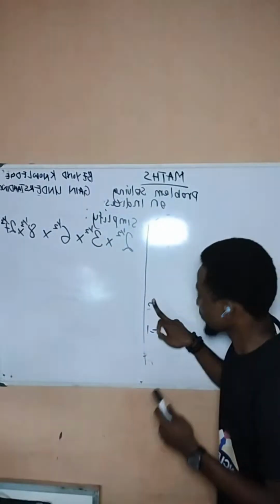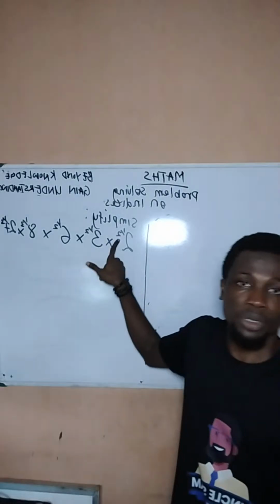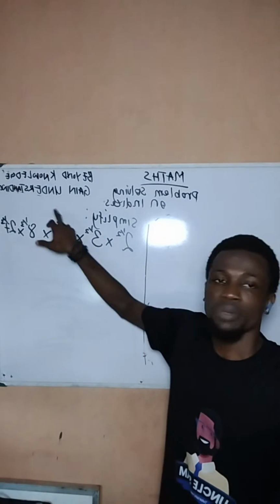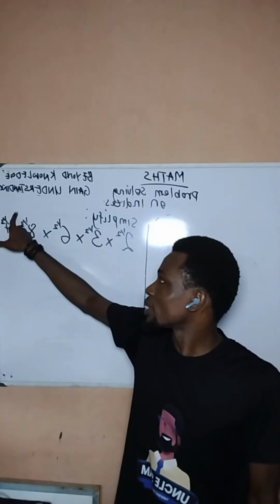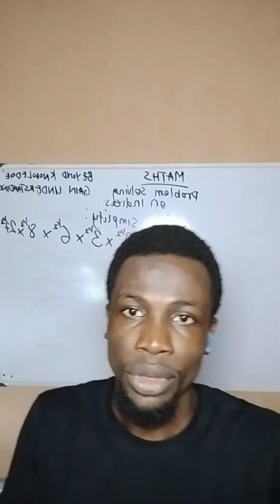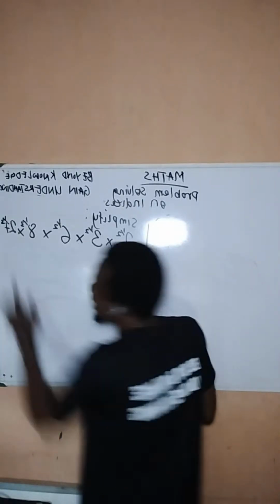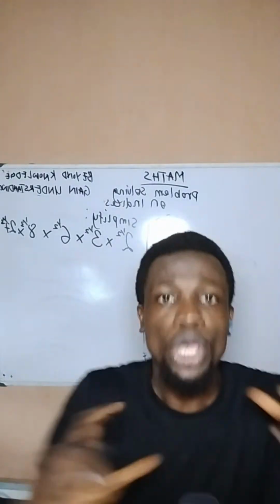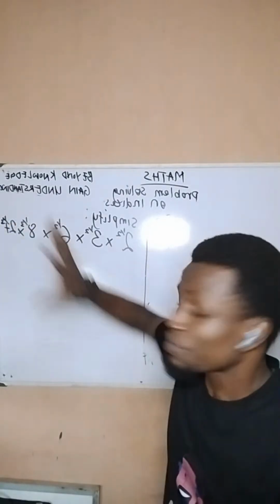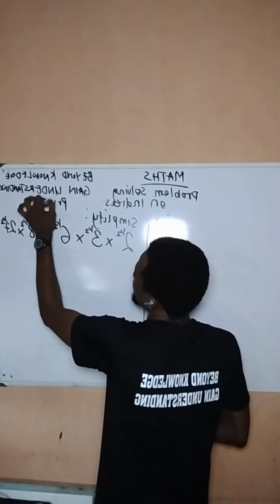Thank you for joining. So what we have at this point now is 2 raised to the power of 1 over 2 times 3 raised to the power of 1 over 2 times 6 raised to the power of 1 over 2 times 8 raised to the power of 1 over 3 times 27 raised to the power of 1 over 3. Now the first step to solving this kind of question is we need to make sure that each of the expressions here have the same or similar base. And how do we go about doing that? Because this concept of indices deals mostly with the concept of prime numbers.